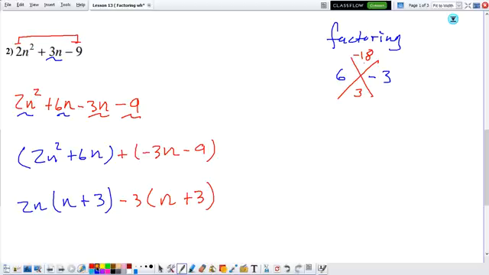So my last step is to just group them once again, outsides with outsides. So let's finish it up here. So I have 2n minus 3, and that parenthesis that repeated is n plus 3.